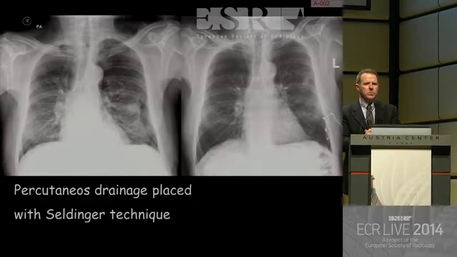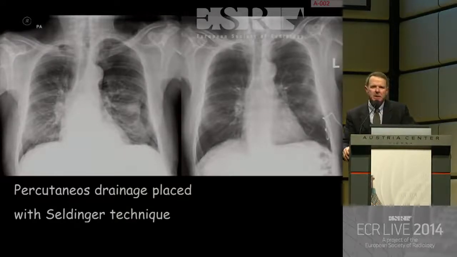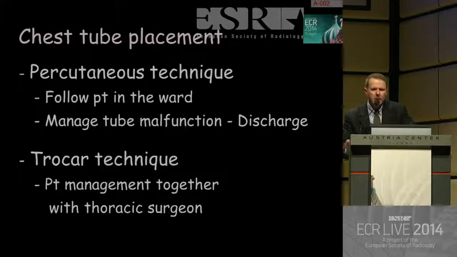Who places the chest tube? You can place it yourself with the Seldinger technique. If you place it with the Seldinger technique, you have to remember that you will have to follow the patient on the ward. You will have to make notes on the chart. You will have to manage tube malfunction, and then you will have to sign for discharge. Do we as simple radiologists have the time to do that? If you are able to do that because you are in a service with 4 staff physicians and 5 fellows, that is something that you can afford. Unfortunately, in our hospital, we cannot afford that. So we are in very close relationship with the thoracic surgeons, and we manage the patient together.